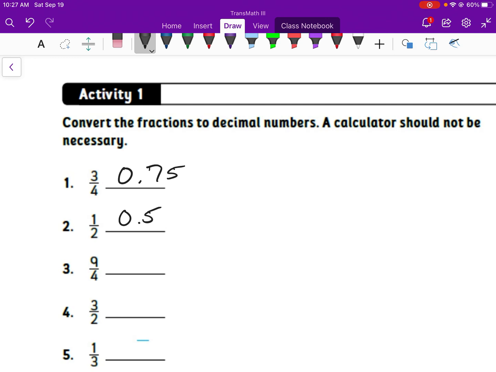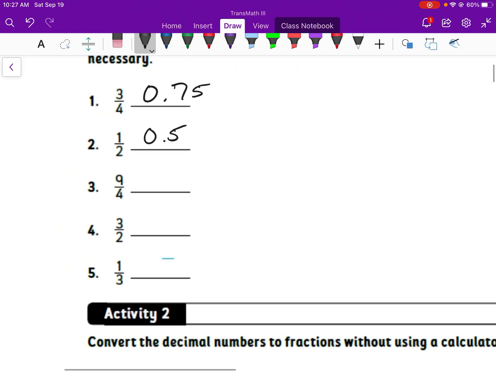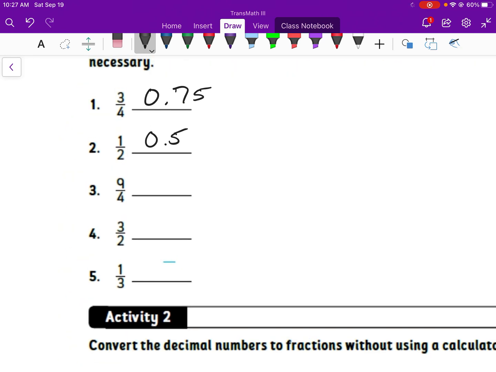0.5. 9/4, now this one's a little bit tougher, but just think about it this way, okay? You have 9 quarters. 4 quarters is $1, 8 quarters is $2, plus one more, so we got $2.25, or 2.25. 3/2, 3 halves, okay? Half a dollar is 50 cents, 50 cents, dollar, $1.50, so 1.50.